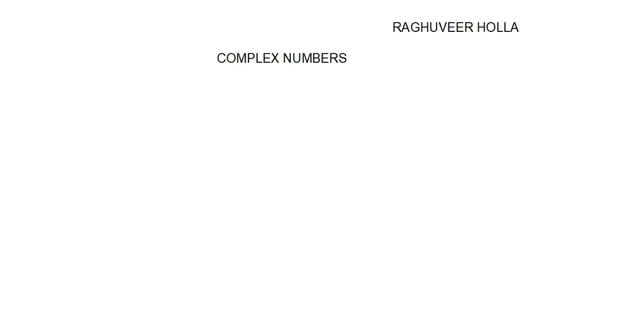Euler was the first mathematician to introduce the symbol i, pronounced iota, for the square root of -1. So i square is equal to -1.